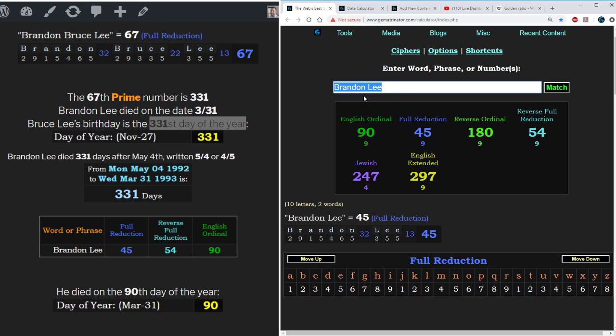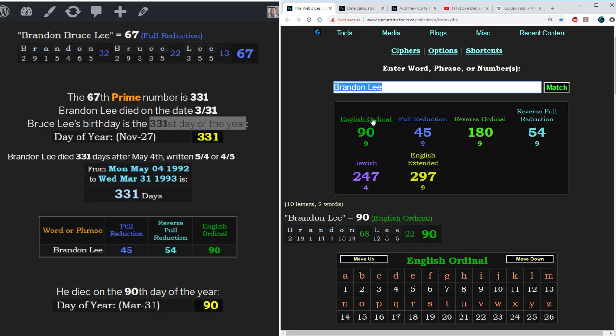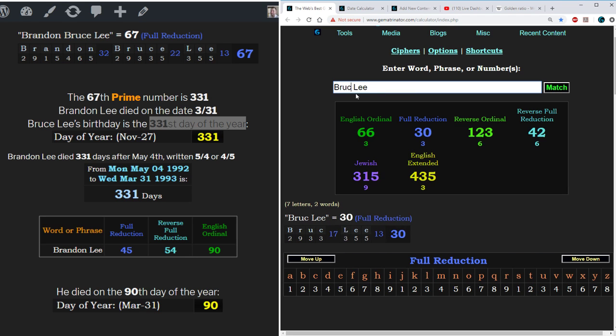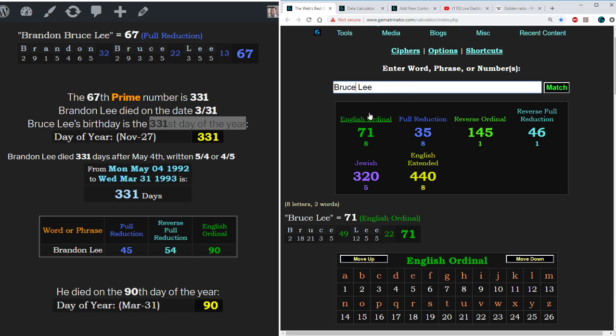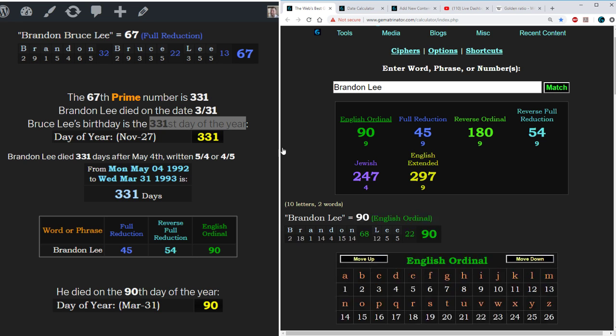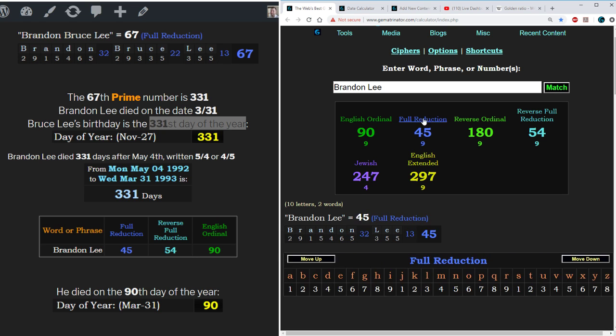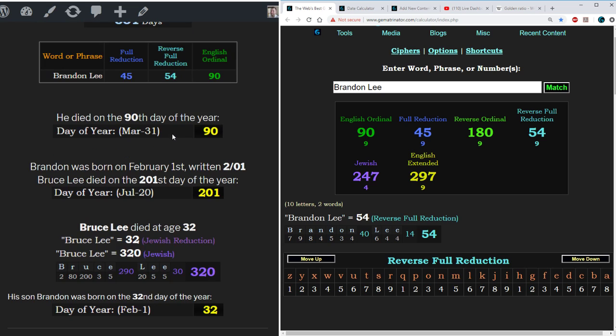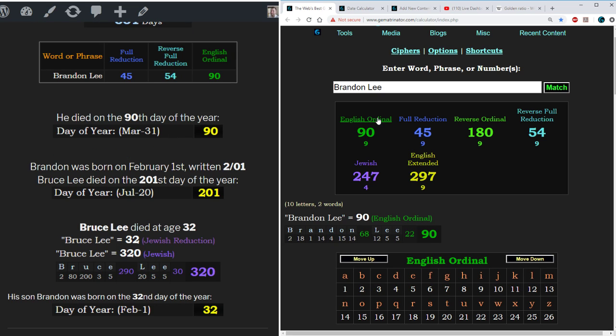When we write out the name Brandon Lee, we cannot get any dates from either the ordinal or reverse gematria. Remember, with Bruce Lee, we had 7/1. He died 19 days later. So with Brandon Lee, we look at reduction, and we find he died 331 days after the date May 4th, which is written 4/5 or 5/4. In ordinal, Brandon Lee equals 90. March 31st is the 90th day of the year.